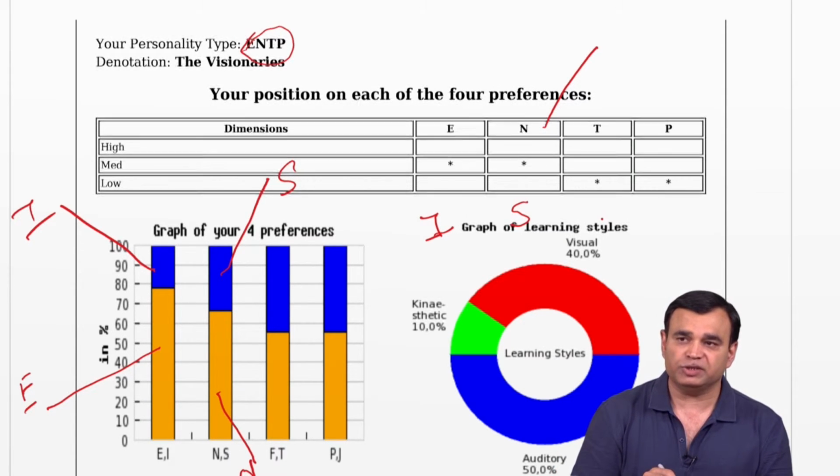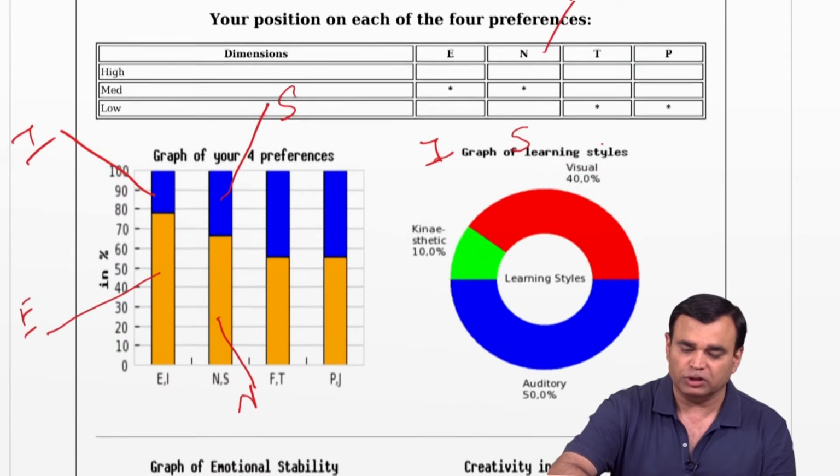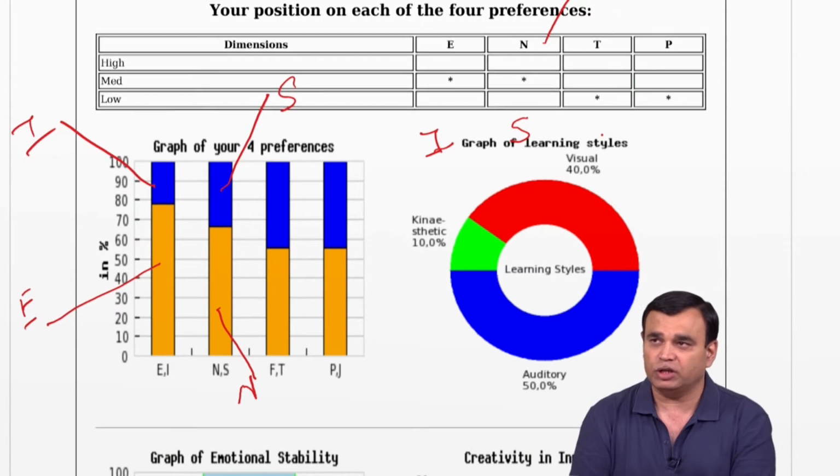So the orange color represents N and blue color represents S. This is showing you numerically how E, N, T and P, which are the 4 switches for this person, are split. Then you also have other tests that you have taken, and that is on the learning styles. So you have visual, auditory, and kinesthetic. These 3 types of learning, acquisition of knowledge, and the explanation of which is given later.